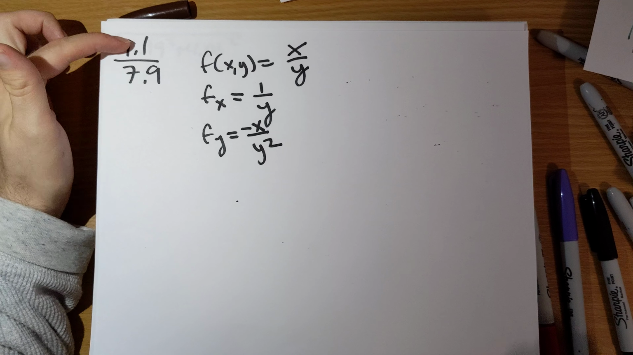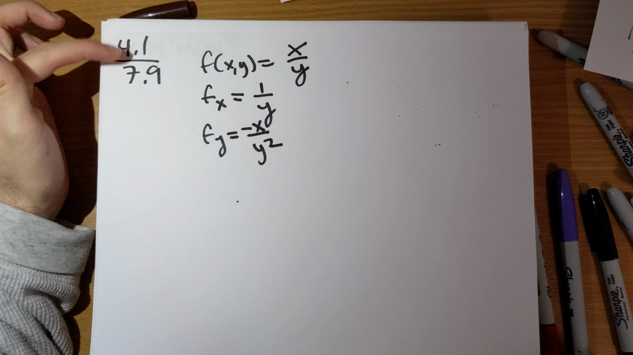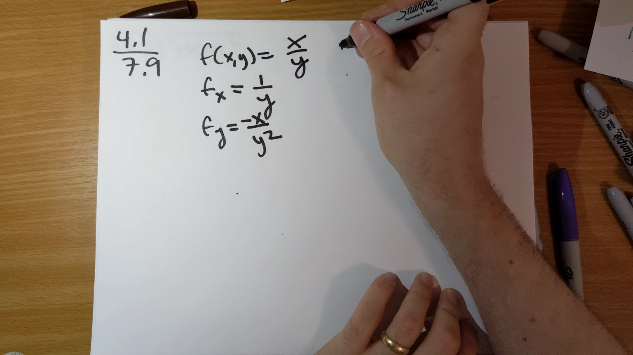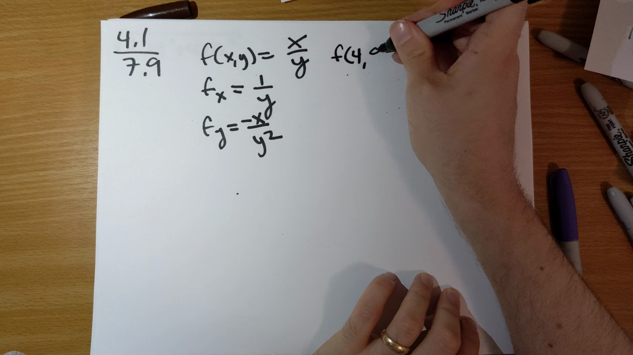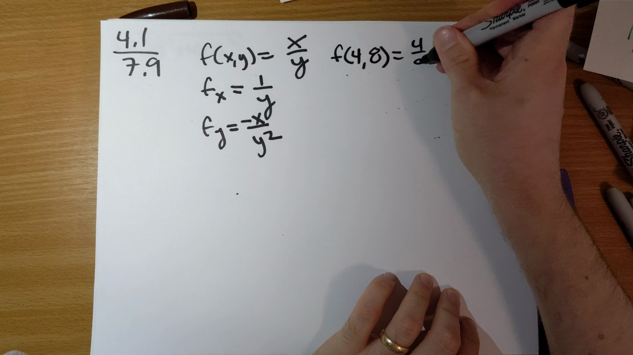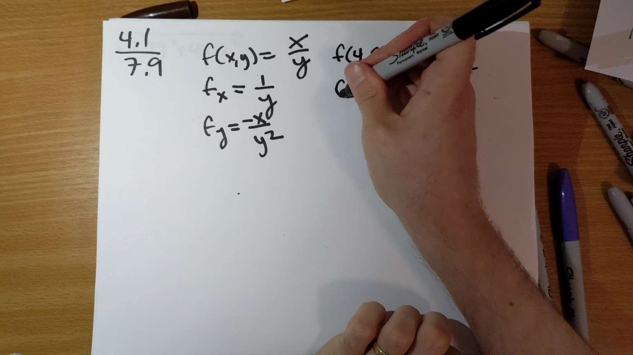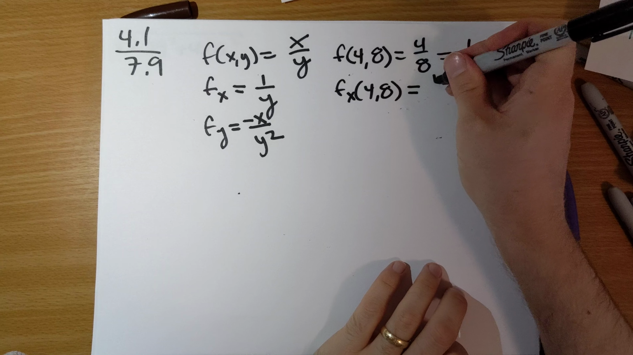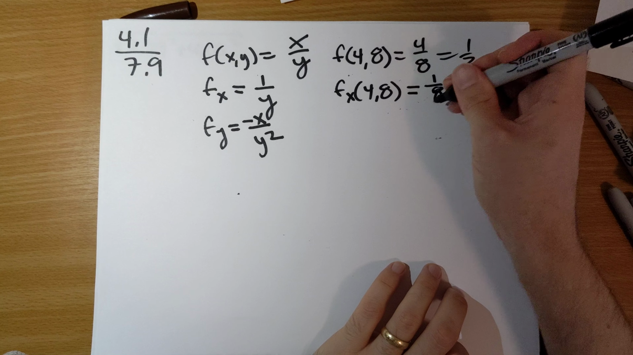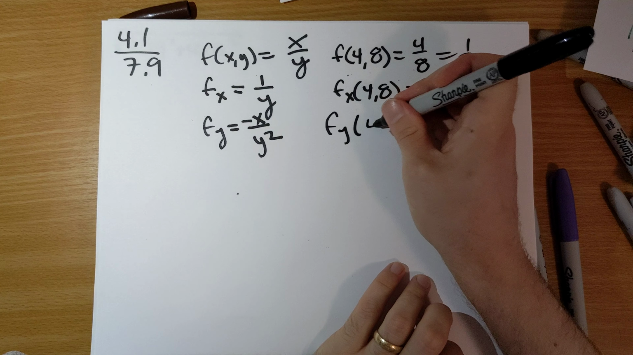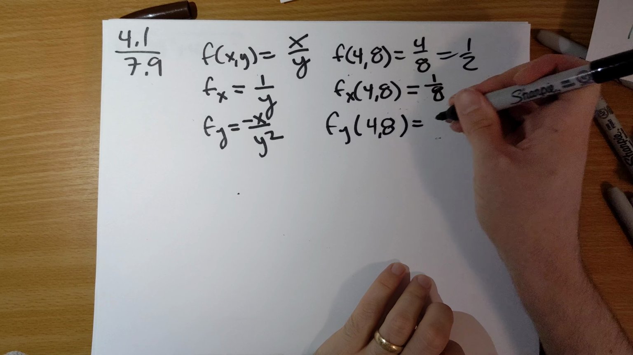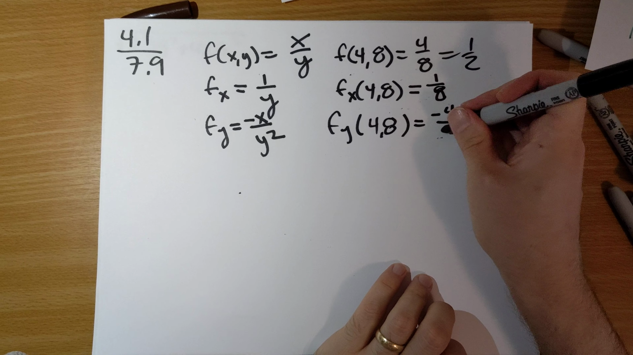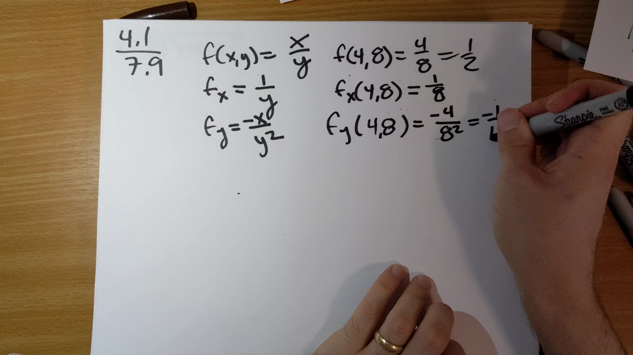This is going to be close to 4 over 8. So f of 4 comma 8, 4 over 8, is 1/2. F sub x of 4 comma 8 is 1 over 8. F sub y of 4 comma 8 is negative 4 over 8 squared, so that's negative 1 over 16.